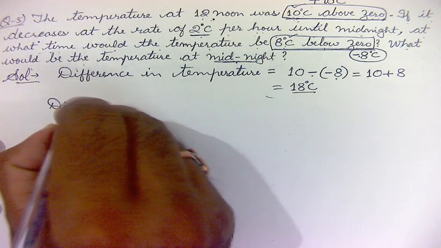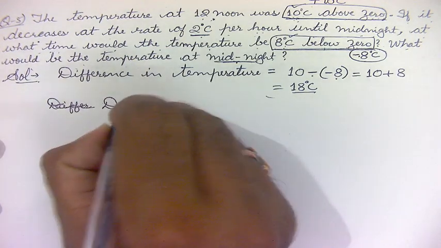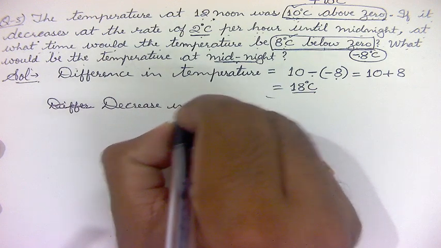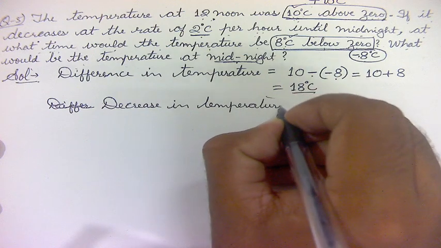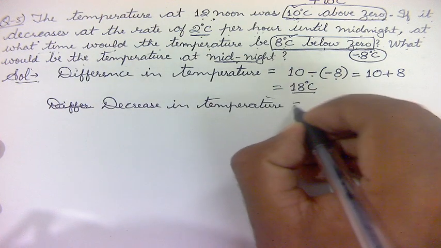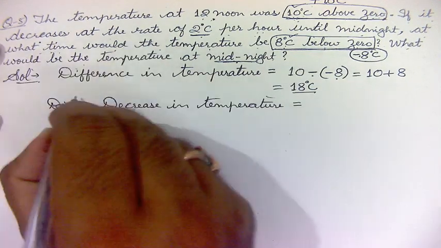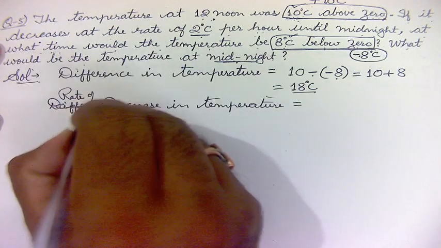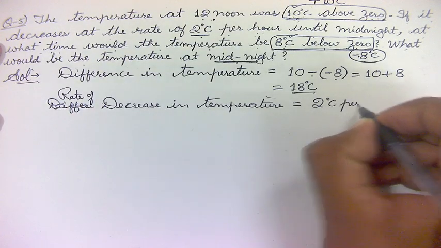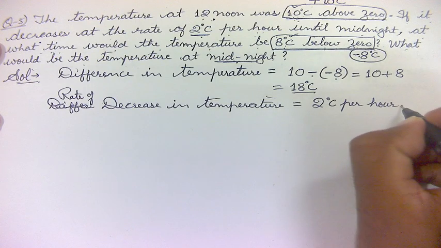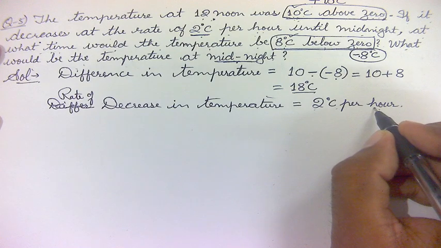Then decrease in temperature. What is the decrease in temperature, or say rate of decrease? The rate of decrease is 2 degrees Celsius per hour. So in 1 hour, 2 degrees Celsius is decreased.